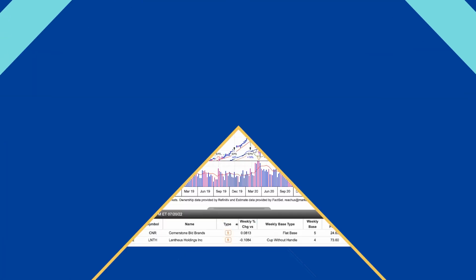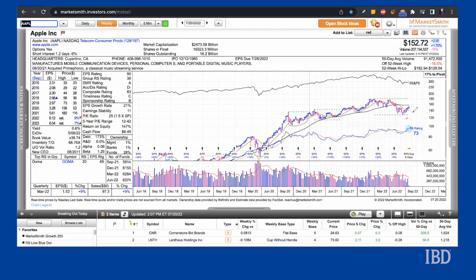Hey option traders, for today's trade we're looking at a bullish option play in iPhone maker Apple. So taking a look on MarketSmith chart analysis, Apple has been trying to move higher in recent weeks as shares cross back above their 50-day moving average. The stock has been in one very long consolidation since the start of this year.